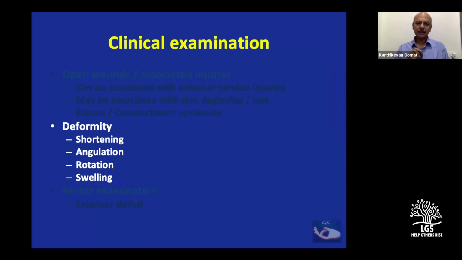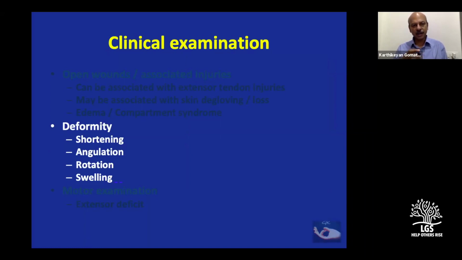Then next we need to look for deformity. Now what are the deformities you're going to look for? You're going to look for shortening or apparent shortening of the finger. Apparent shortening, usually up to 1 centimeter of shortening can be adjusted and functional, there is no functional deficit. But there is one problem.